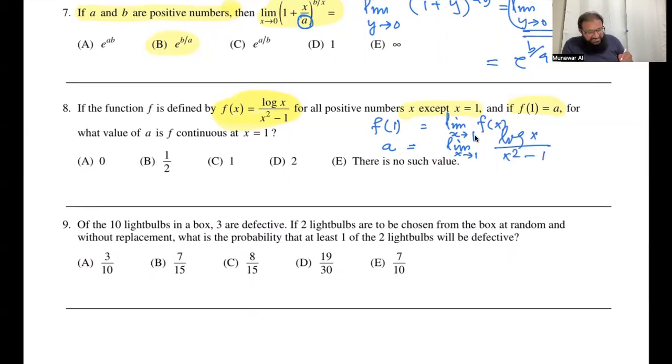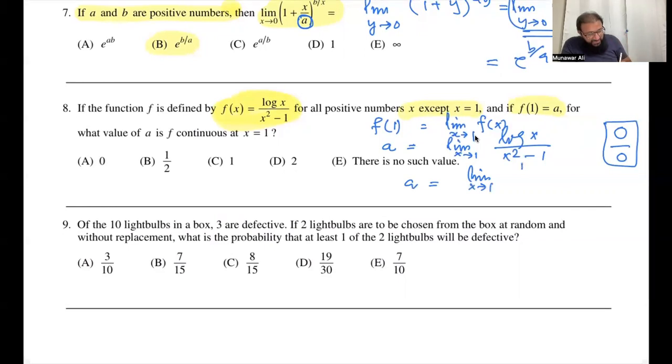If I substitute x equal to 1 directly, the numerator becomes 0 because log 1 is 0, and the denominator becomes 0. So this is a 0 over 0 indeterminate form. We have a theorem, L'Hopital rule, that we can apply to find the limit. L'Hopital rule says that you have to differentiate the numerator and denominator independently. There is no quotient rule, it's just a derivative independently.